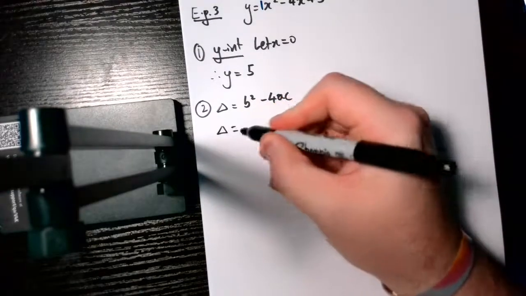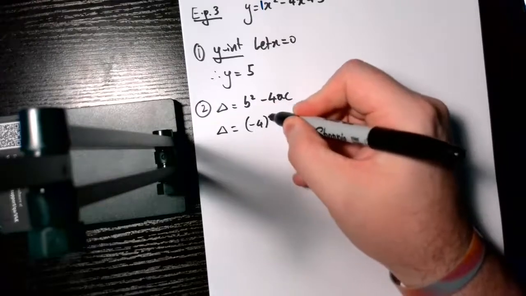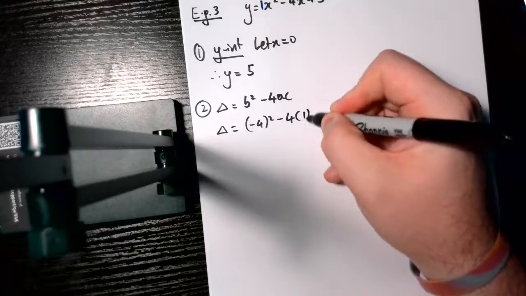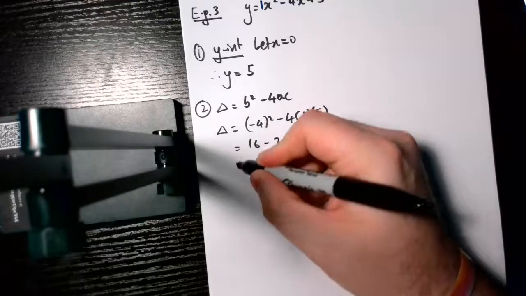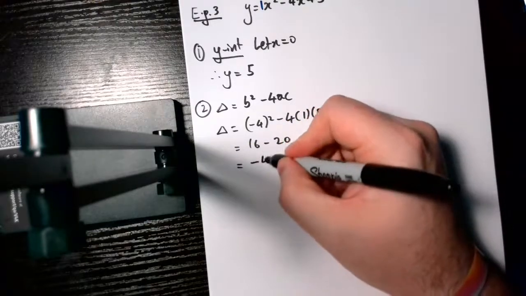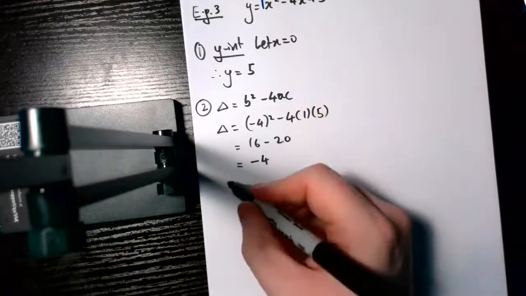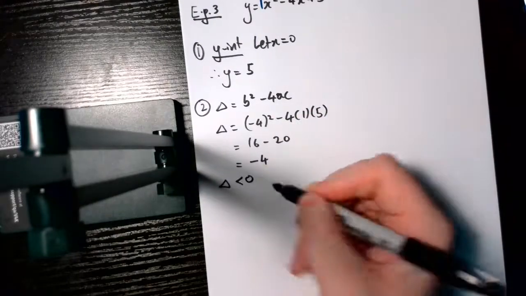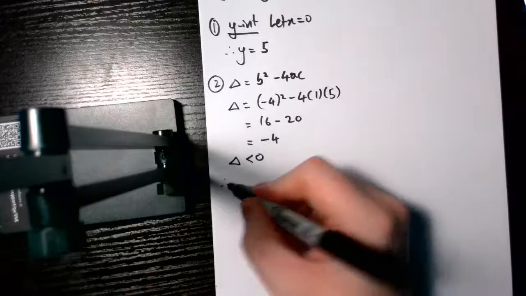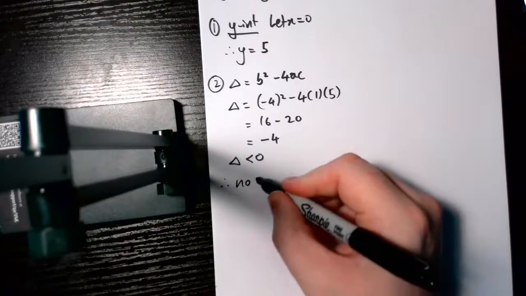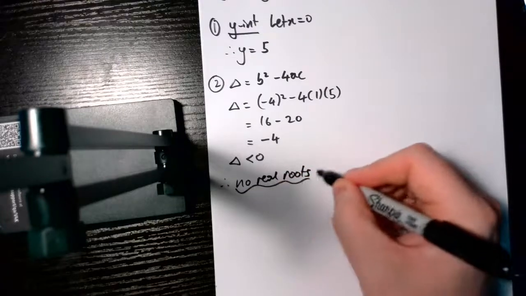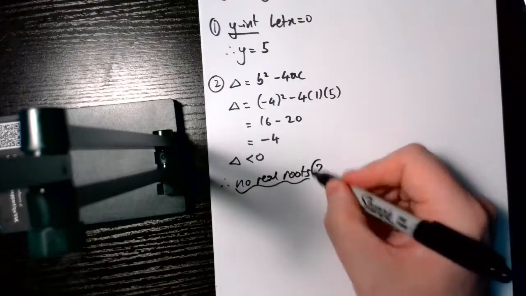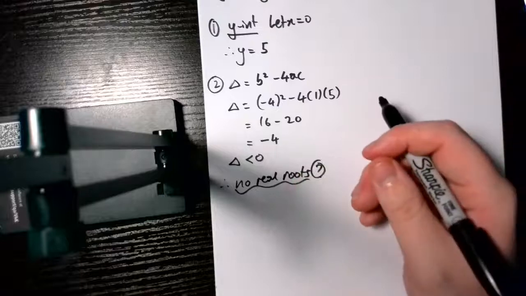So our discriminant is equal to minus 4 squared minus 4 times 1 times 5. Well, this is equal to 16 minus 20, which is equal to minus 4. Notice that we have a negative number. In this case, we have our discriminant being less than 0. Therefore, we have the situation where we have no real roots. Now, what does that mean? Well, that means it just doesn't cross the x-axis.